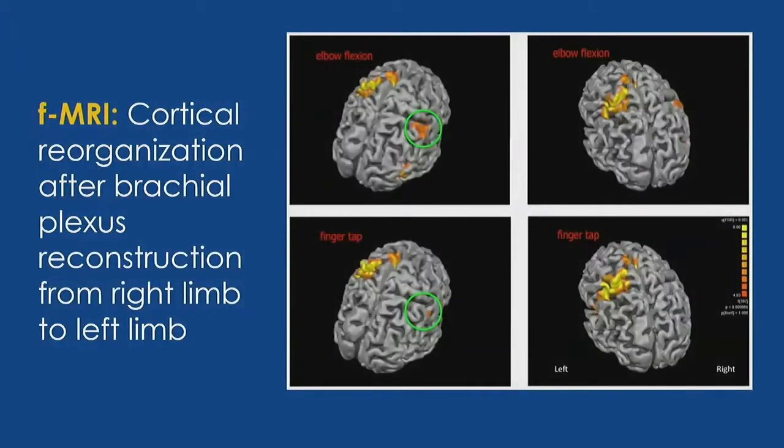Okay, and this is a functional MRI looking at cortical reorganization. This is somebody who had a nerve reconstruction from the right to the left limb, and as you can see, as they're starting to innervate the left side, you can see where in the brain we're seeing activity.